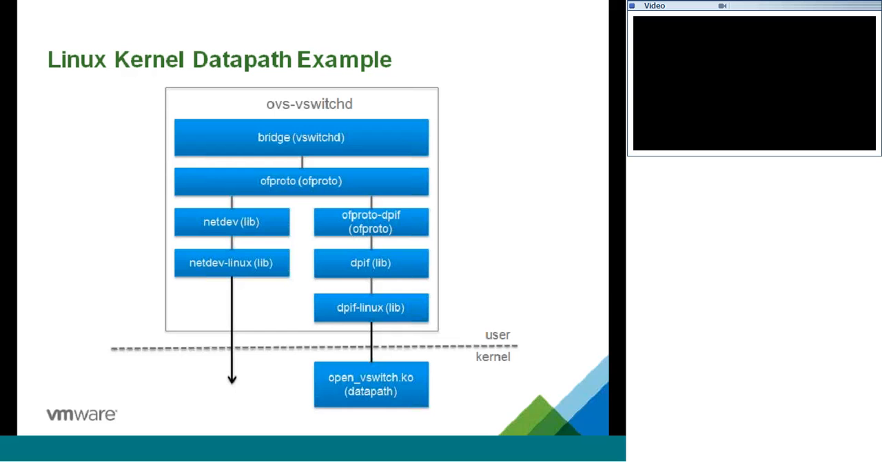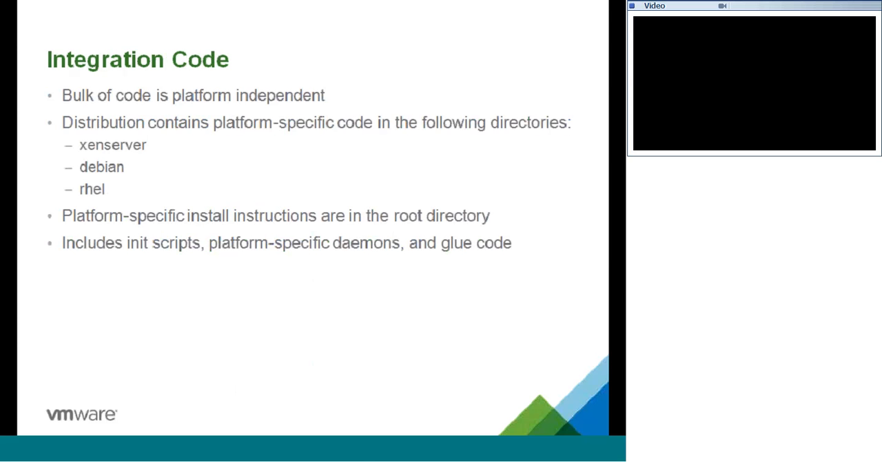And so as I mentioned, each one in parentheses contains the directory that contains the source code for each one of these modules. So we covered all of that. So integration code, the bulk of the code is platform independent, meaning that you just need a standard C compiler. Then there's platform-specific code for various Linux distributions and Xen Server that have their own directory that contains the glue that makes them work seamlessly on those platforms.